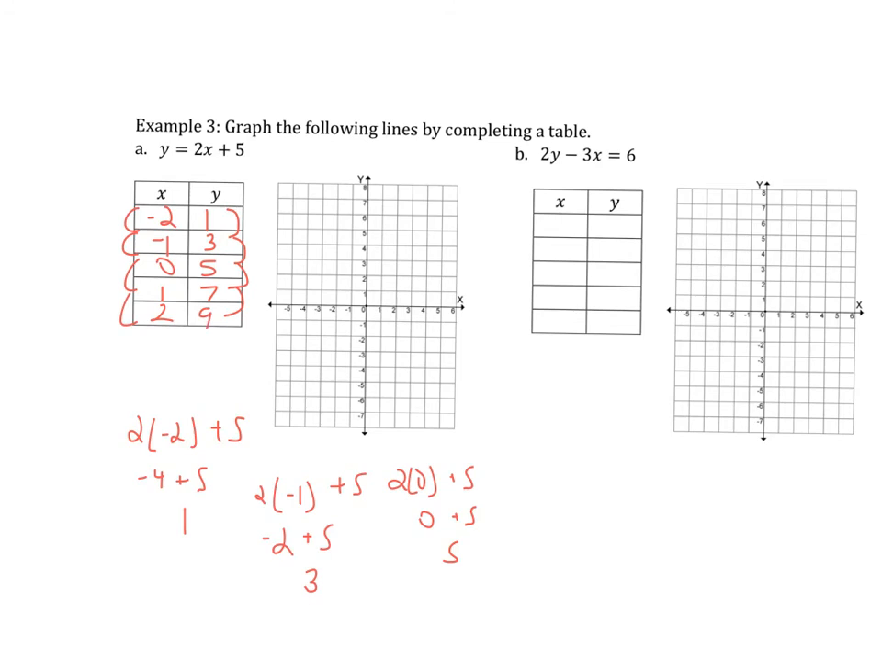Now we're going to plot these points. So we start at negative 2, 1. It means go left 2, up 1 from the origin. Then negative 1, 3, so left 1, up 3. 0, 5, left 0, up 5. 1, 7, right 1, up 7. And 2, 9, right 2, up 9. A little off the graph. Connect your points.